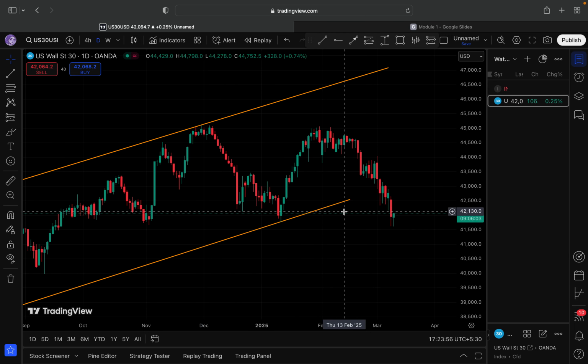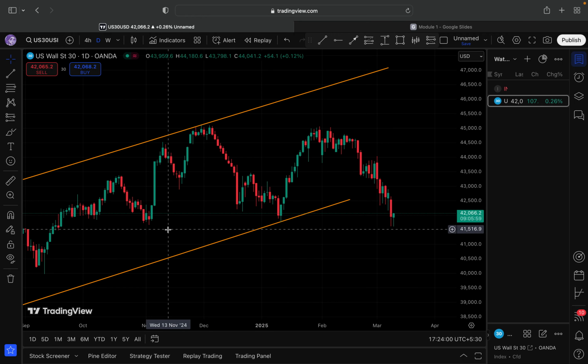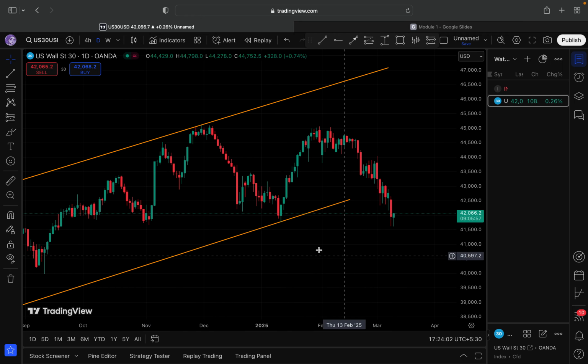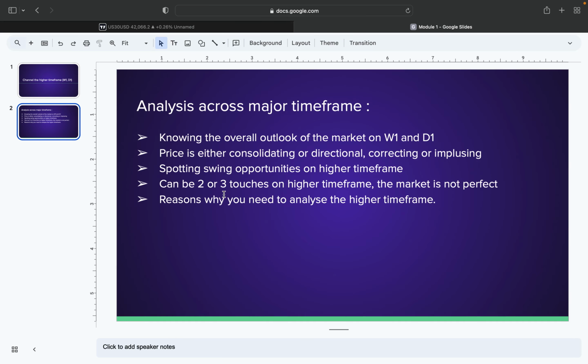And if you needed an extra confirmation for this trade, you can go to our lower time frame on H4, which I'll take you to on our next tip. So the next tip is, it can be 2 or 3 touches on a higher time frame, the market is not perfect.